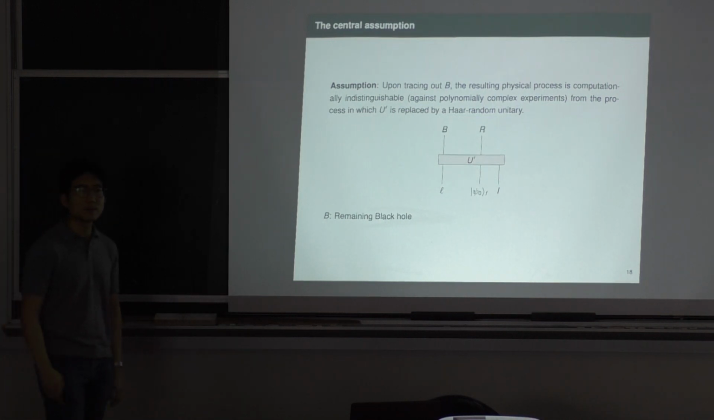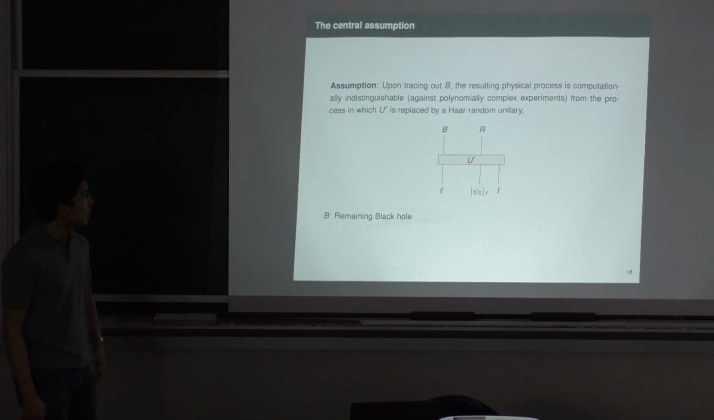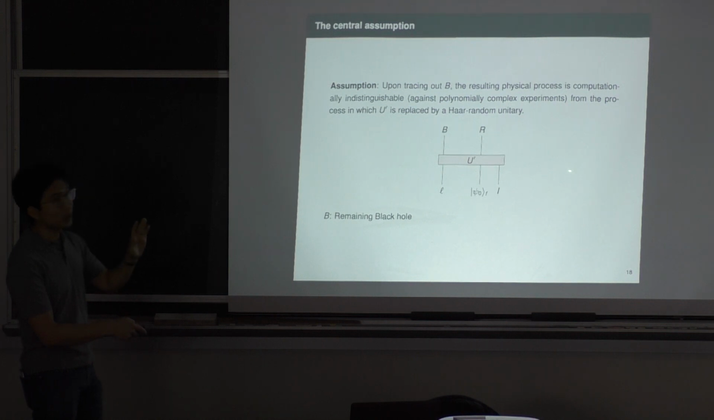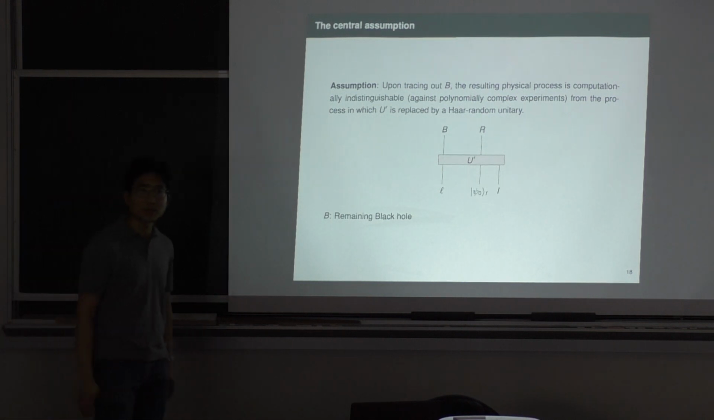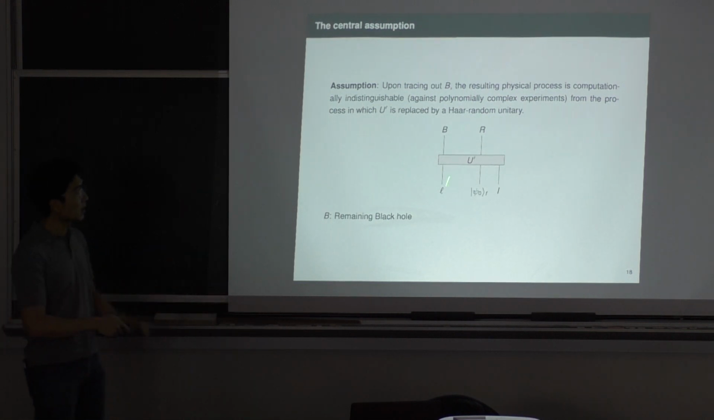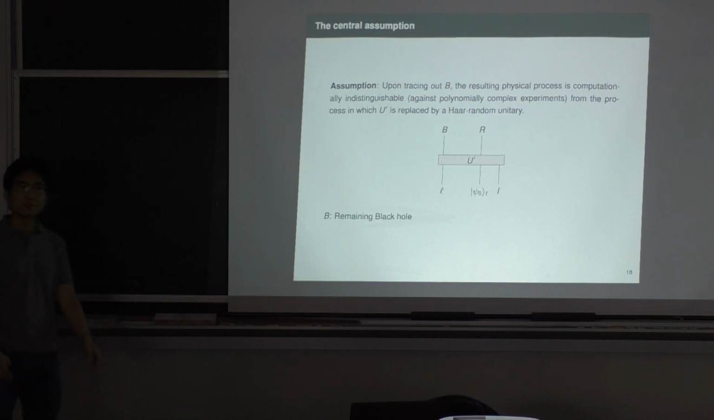So before it wasn't Haar-random, and now U prime is Haar-random? No, I'm not saying that. I'm just saying that U prime is some unitary, and suppose you trace out B, okay? And suppose I have a Haar-random unitary, let's say V, applied to the same subsystems, and I also trace out B. I'm just saying that computationally speaking, you won't be able to distinguish the two. That's the assumption. I'm not quite saying that U prime is Haar-random.